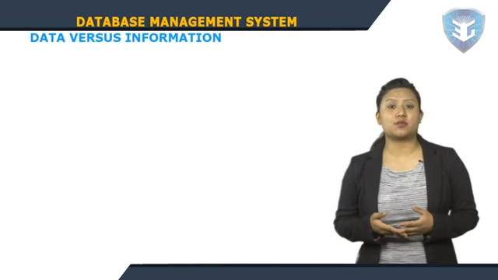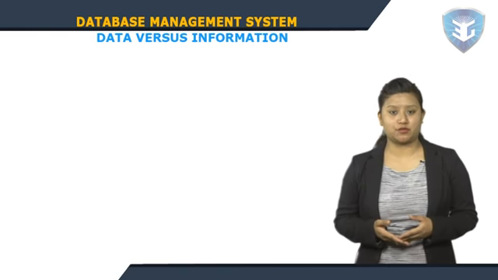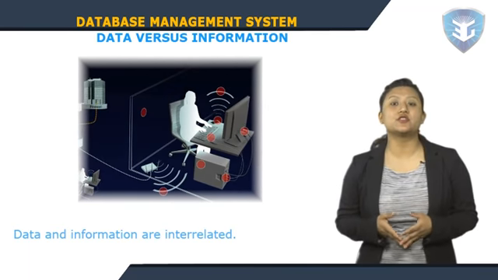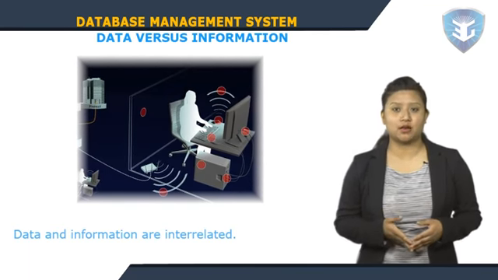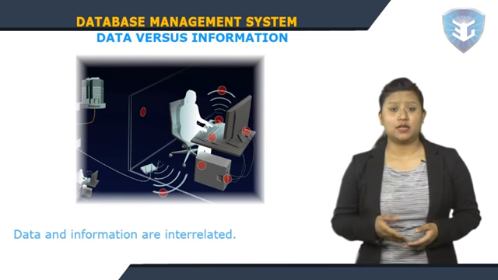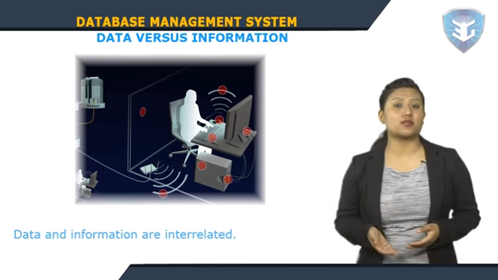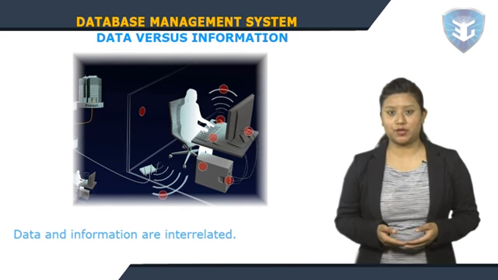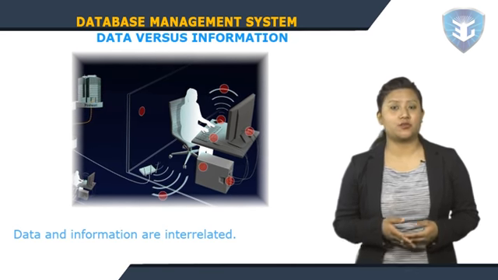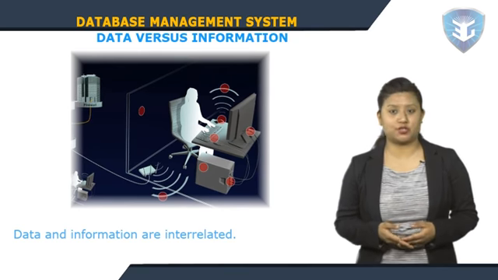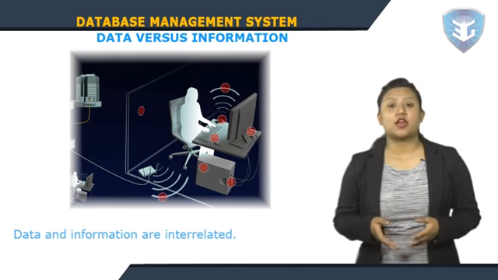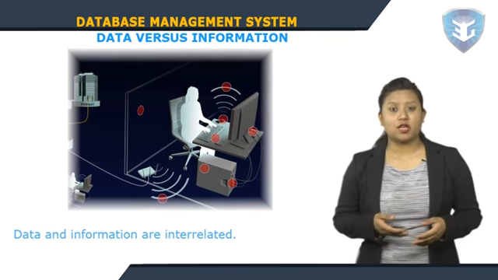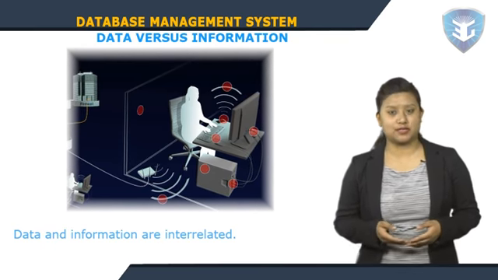Let's now discuss data versus information. Data and information are interrelated. Data usually refers to raw data or unprocessed data. It is the basic form of data, data that has not been analyzed or processed in any manner. Once the data is analyzed, it is considered as information. Information is knowledge communicated or received concerning a particular fact or circumstance. Information is a sequence of symbols that can be interpreted as a message. It provides knowledge or insight about a certain matter.